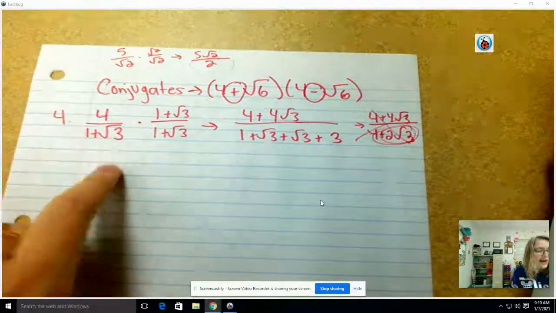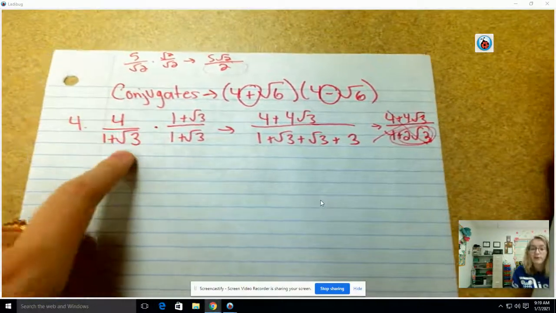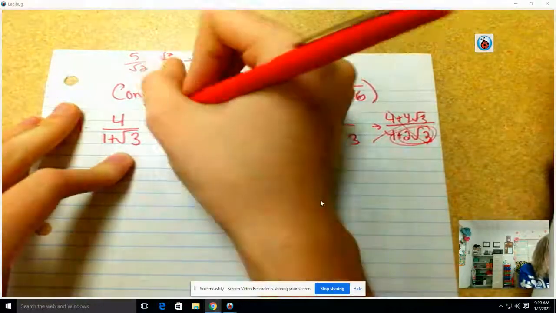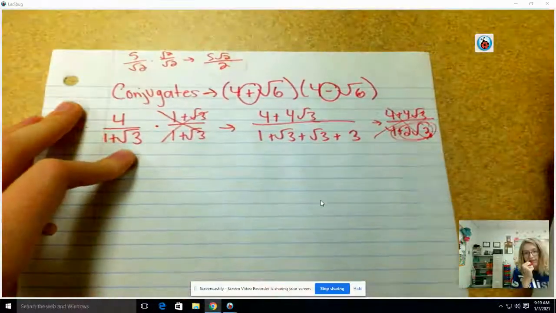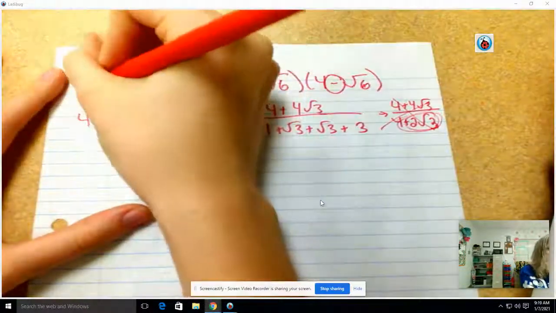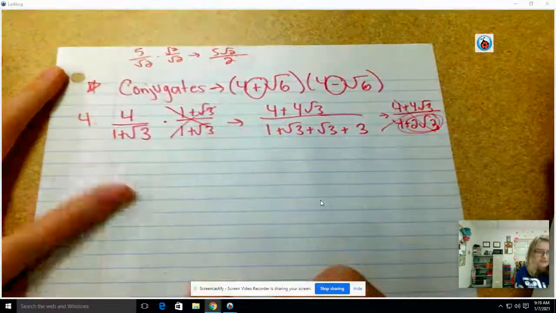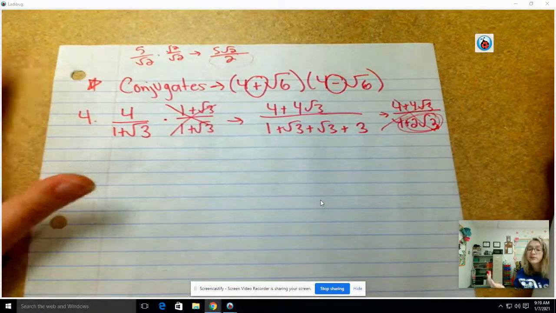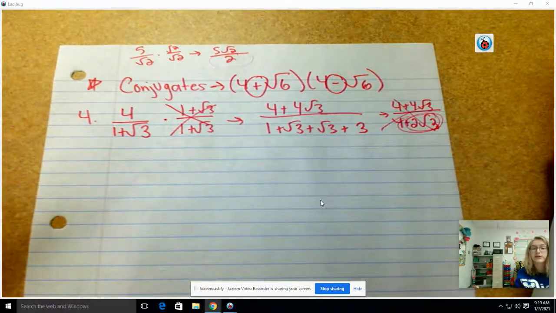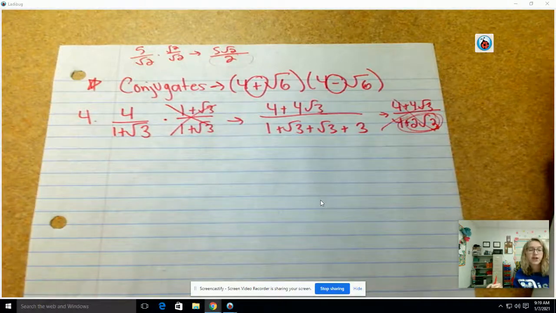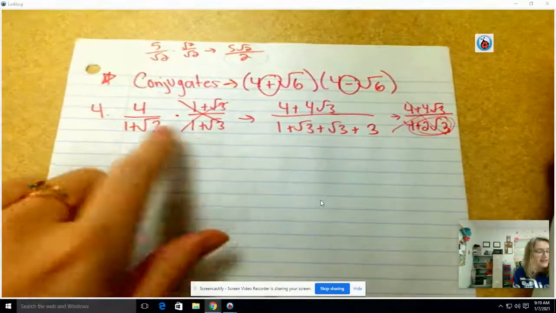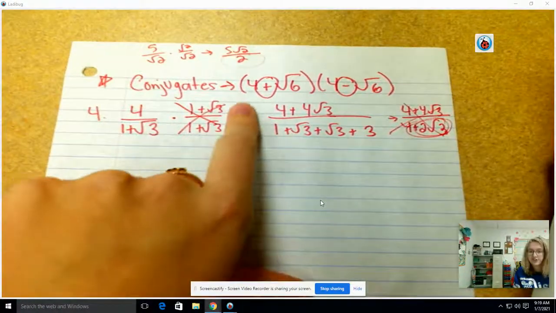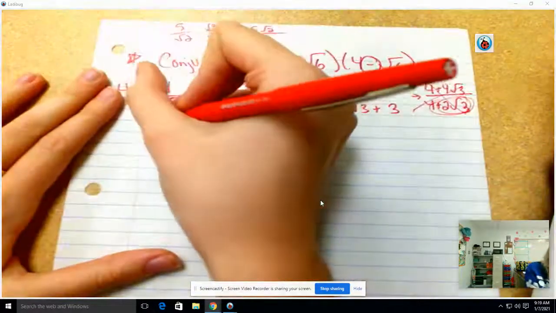So conjugate is still going to be a fancy form of 1, like we talked about earlier. It's still going to be multiplying the same thing on the top and bottom, except it's not the same as the denominator. It's going to be the conjugate of the denominator. So we're going to have 4 over 1 plus radical 3, and we want to rationalize it. So we're going to multiply that by 1 minus radical 3 and 1 minus radical 3.